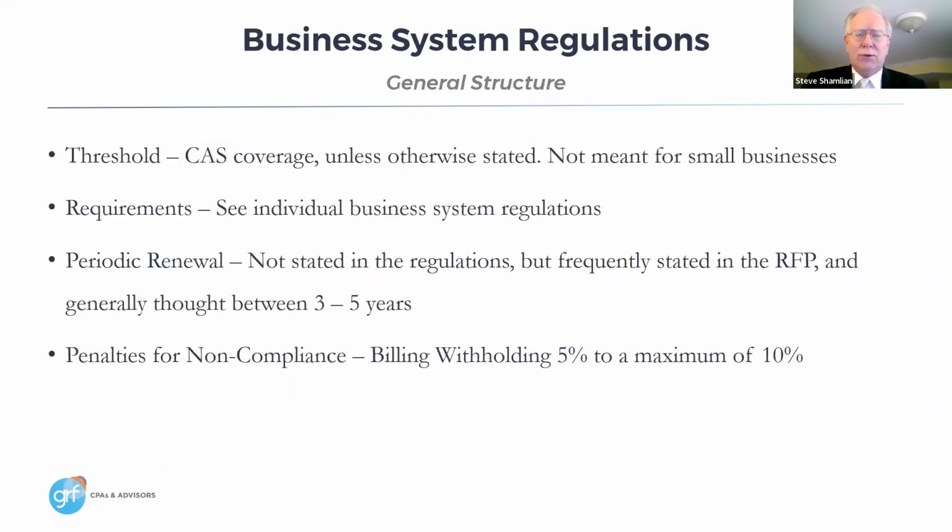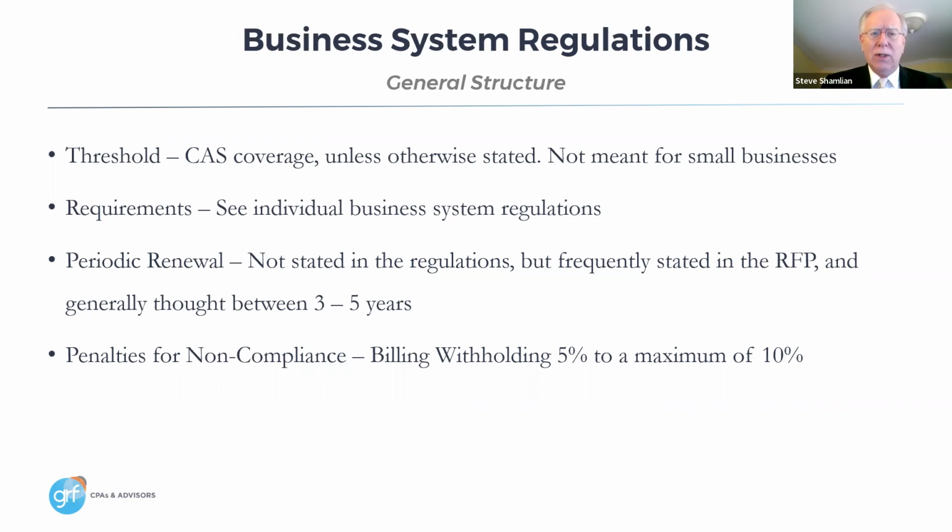The general structure of the business system regulation is like this. The general threshold is CAS coverage. It may have other thresholds specified in individual regulations, but CAS coverage includes all of the exemptions. So right out of the gate, small businesses are exempt. The requirements are stated in the individual regulations. We'll go over the first 3.